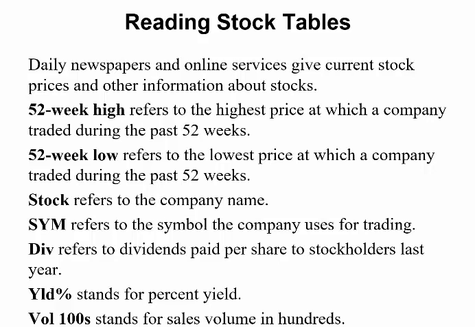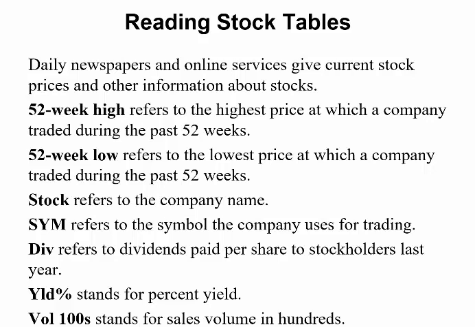The SYM refers to the symbol the company uses for trading. Like General Electric: when you see the company name listed on the stock exchange, they're referred to as GE. That's the symbol they use for them. Google uses GOOG. DIV refers to dividends paid per share to stockholders last year. Not all companies have dividends. The YLD percent stands for the percent yield. Vol 100s stands for the sales volumes in the hundreds.